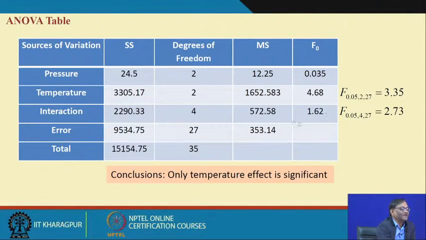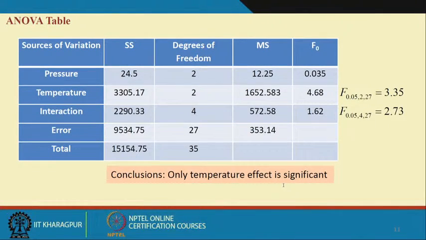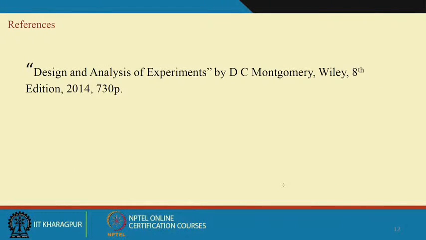As a result, you see that the temperature effect is significant and the other effects are insignificant. So, what is our conclusion? Only the temperature effect is significant; the pressure and interaction effects are not significant. So, the temperature factor is to be controlled, and then the life of the perishable good can be controlled also. The theory portion and all the conceptual things we have taken from this book.